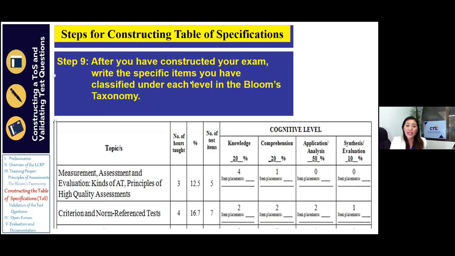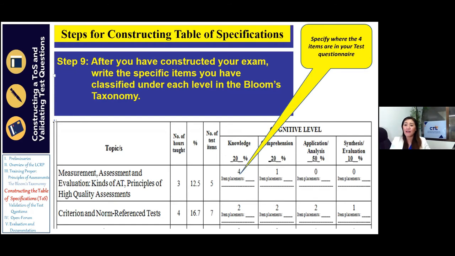So after we have constructed our exam, write the specific item placement. This is what you saw in ISO. It doesn't specify where it is in the exam, or which of the 4 knowledge levels it belongs to. It should be clear to the department chair, the dean, the stakeholders that we really had a good assessment. So there should be item placement: where can it be found in the test, test 2, number 2, number 5, number 6. For application and analysis, where are those items in your exam, is it number 8 in test 4, number 7 in test 3? Please place the item placement so the heads know that when we claim it's analysis, it indeed is analysis level.